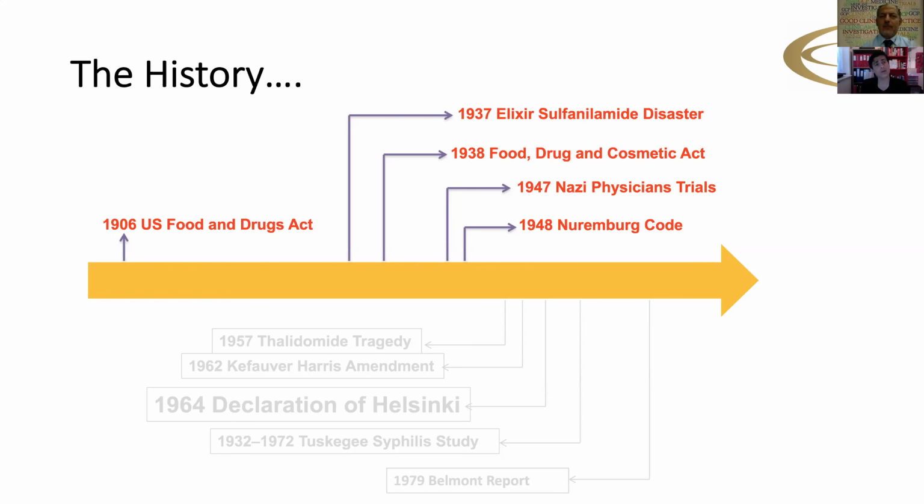Now, as we moved through time, something happened in 1937 when about 100 children suddenly died. These 100 children died, and they had actually been taking a medication. They were taking a drug called sulfanilamide, which was used to treat streptococcal infections, so throat infections. They took the drug and they died. Now, what actually happened here?